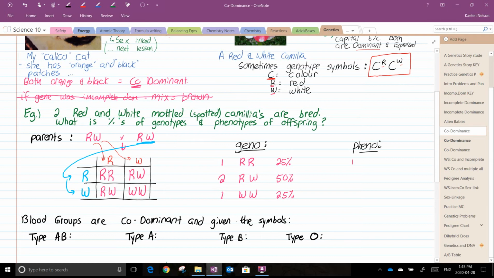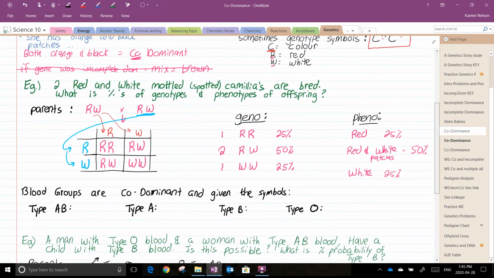And for my phenotypes, big R, big R is red, so 25%. Big R, big W is red and white. Okay, so this is something like spots or patches. And this one will have 50%, because we have two of those, and we'll have one that is entirely white, which is 25%.